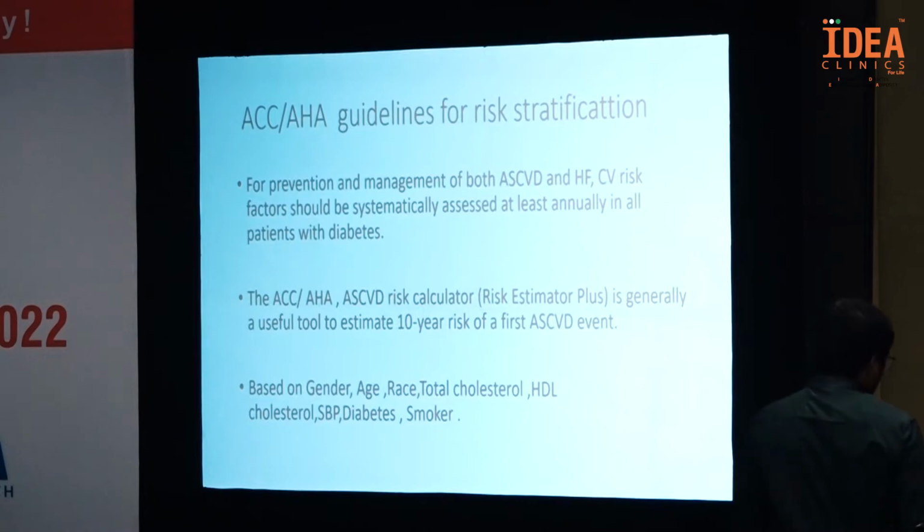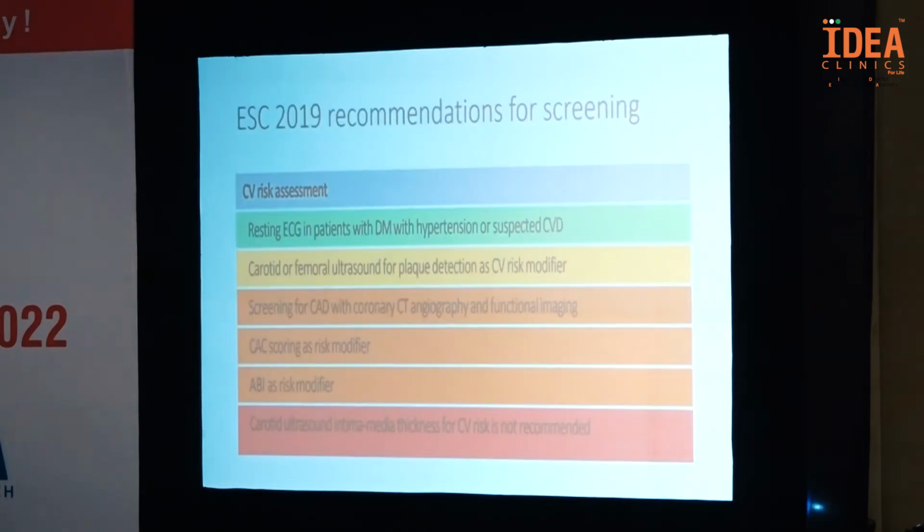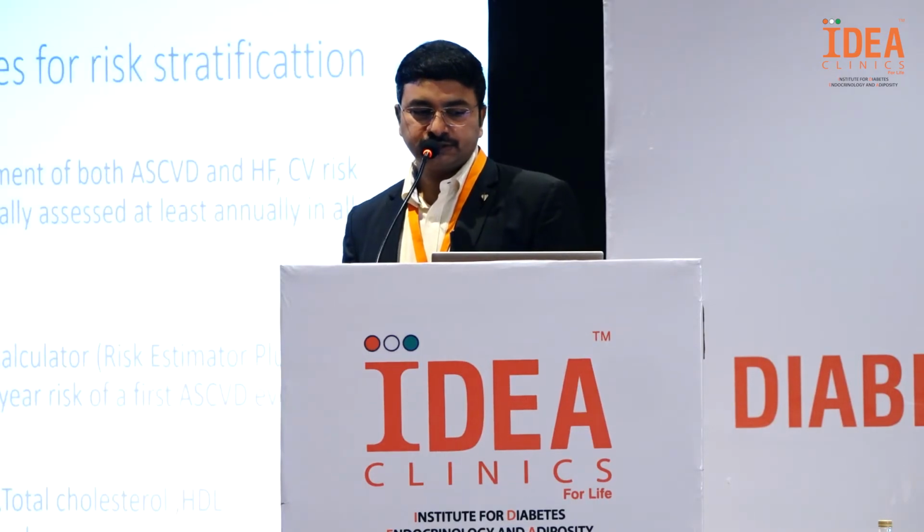Similarly, the ACC-AHA uses another risk calculator, the ASCVD, atherosclerotic cardiovascular disease risk calculator. It uses parameters like gender, age, race, total cholesterol, HDL, systolic blood pressure, whether on drugs, diabetes, and smoker status. Based on this, it calculates the risk percentage. If the 10-year risk of developing atherosclerotic cardiovascular disease is more than 7.5%, those patients come under the high-risk category. If the risk is more than 15 to 20%, they come under the very high-risk category. Based on this risk calculator, we need to give aggressive cholesterol reduction, that is, start rosuvastatin or atorvastatin. The European classification is relatively easy for clinical application in day-to-day practice.